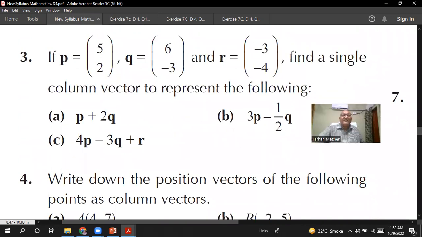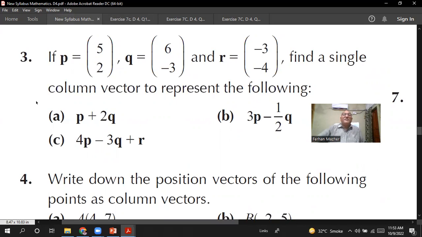The next question is question number 3. He says if P is equal to the vector 5, 2. 5 means X and 2 means Y. And Q is 6, minus 3. The 6 is X and the minus 3 is Y. And R is minus 3, minus 4. Find a single column vector to represent the following.